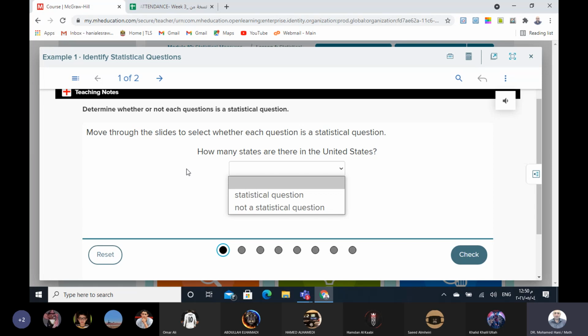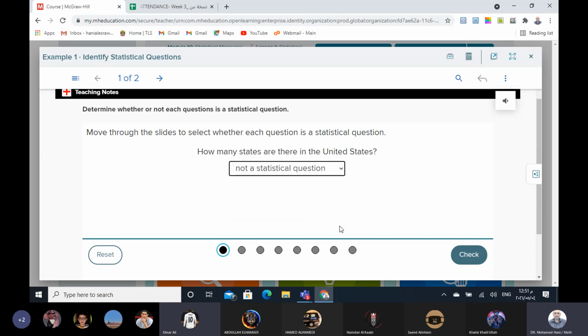I want you to answer me this question: how many states are there in the United States? Is this a statistical question or not a statistical question? Not. It's not. Great.